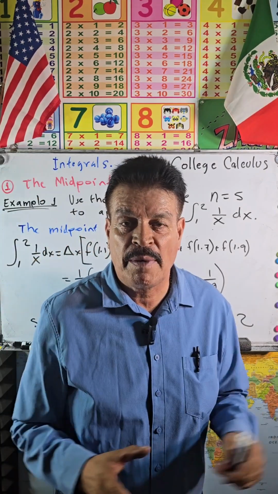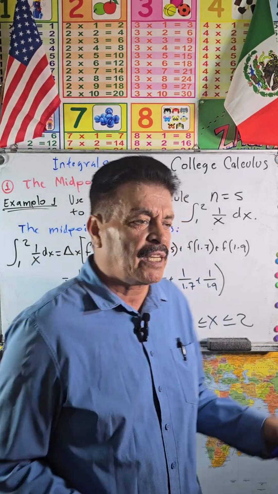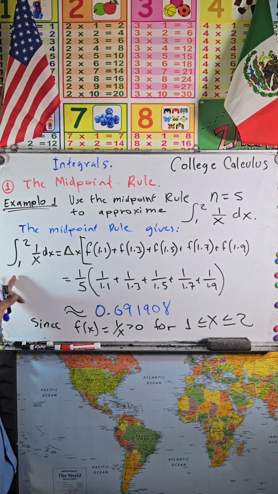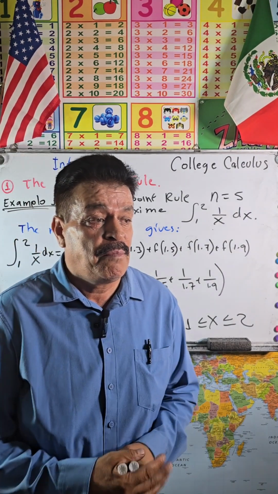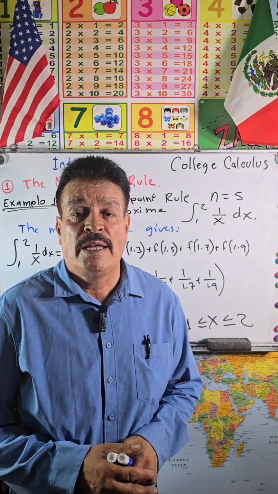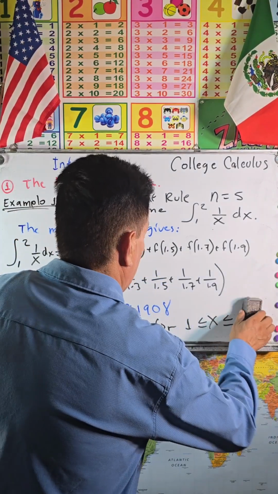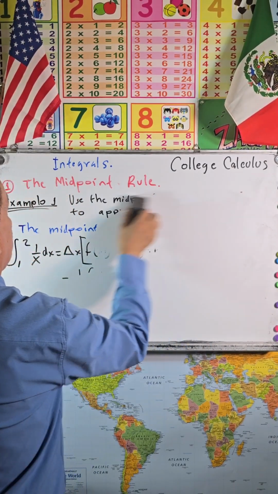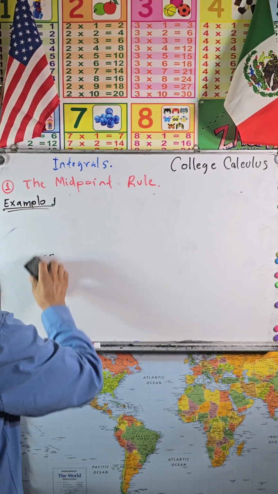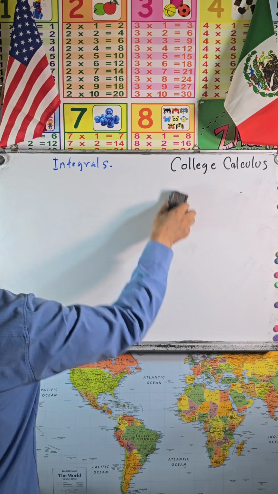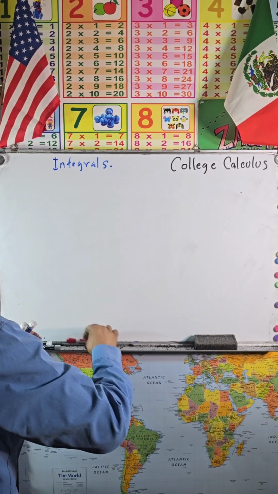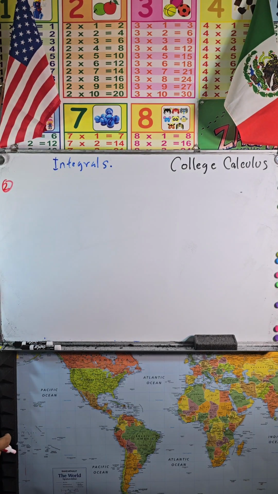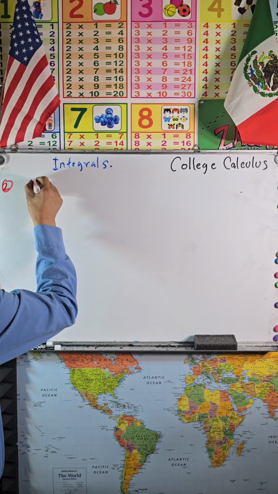Oh, you want to make the graph? You can make the graph. It's very simple, it's not a hard deal. Okay, so that's it for the midpoint rule. Next topic of the integrals, which I am talking about, is topic number 2. It is about properties of the definite integral.